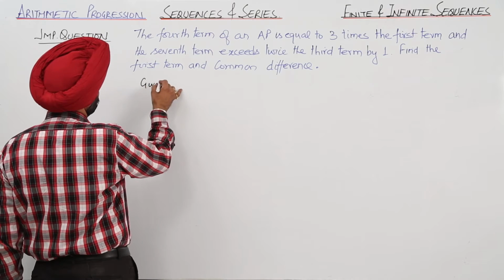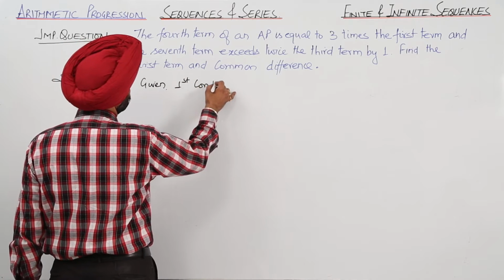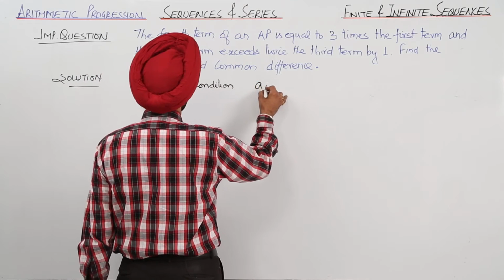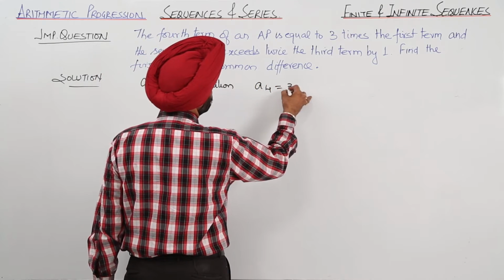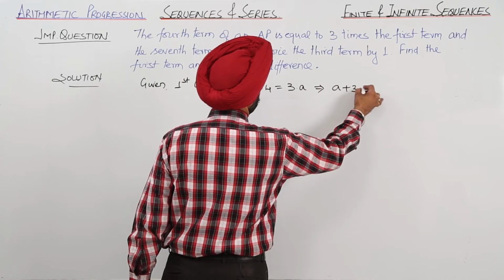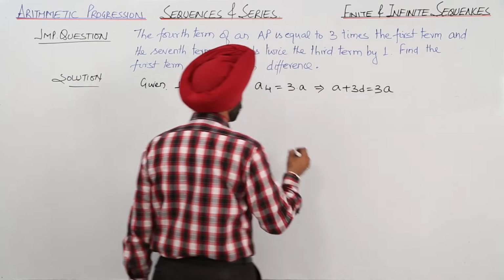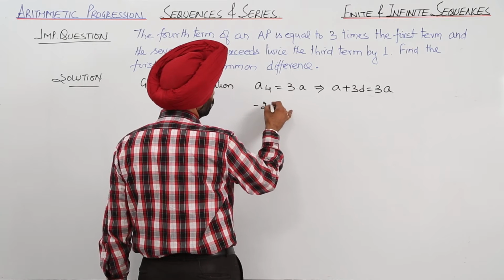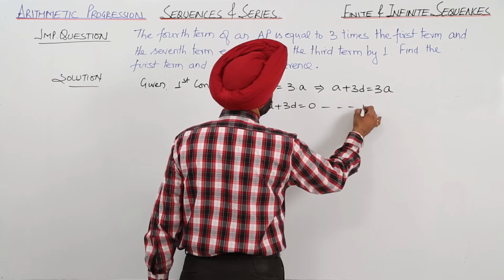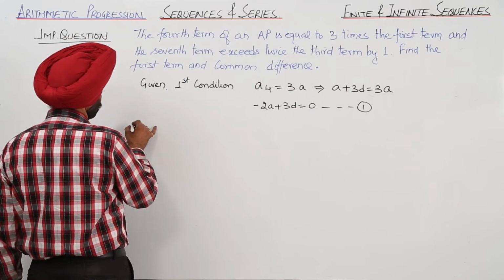Now, given the first condition, the fourth term A4 is 3 times the first term. A plus 3D is equal to 3A, or this becomes negative of 2A plus 3D is equal to 0. First thing.